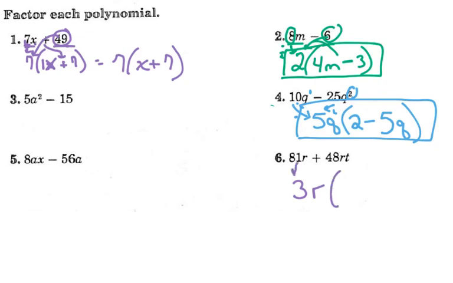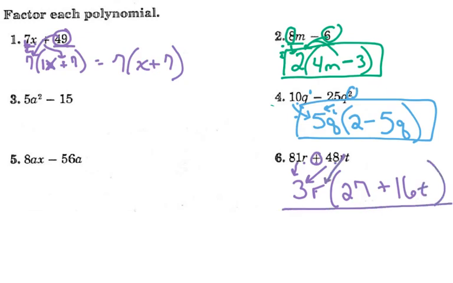So 81 divided by 3 is 27. I have an r and I take away an r. I don't have any r's left there, so I'm going to bring down my plus. 48 divided by 3 is 16. I have 1 r, I take away an r, so I have no r's, but I have the t left. So you're looking at 3r times the quantity 27 plus 16t.